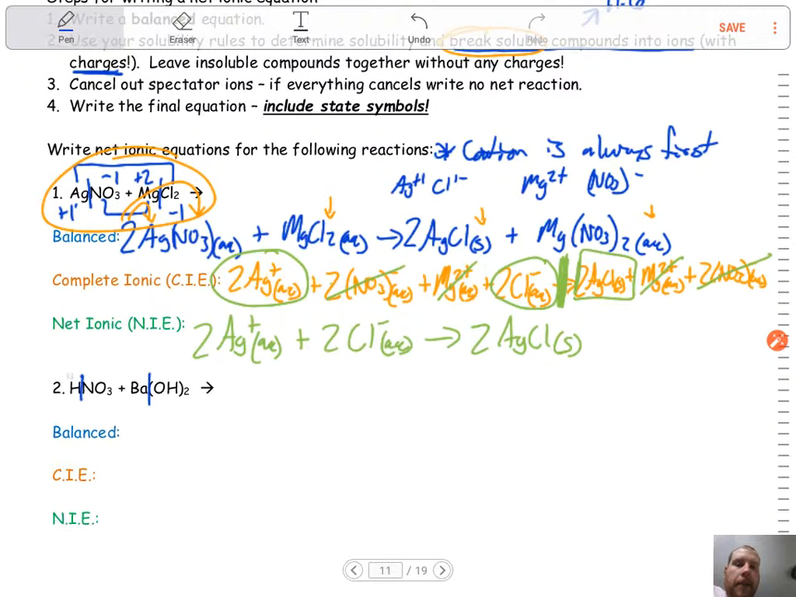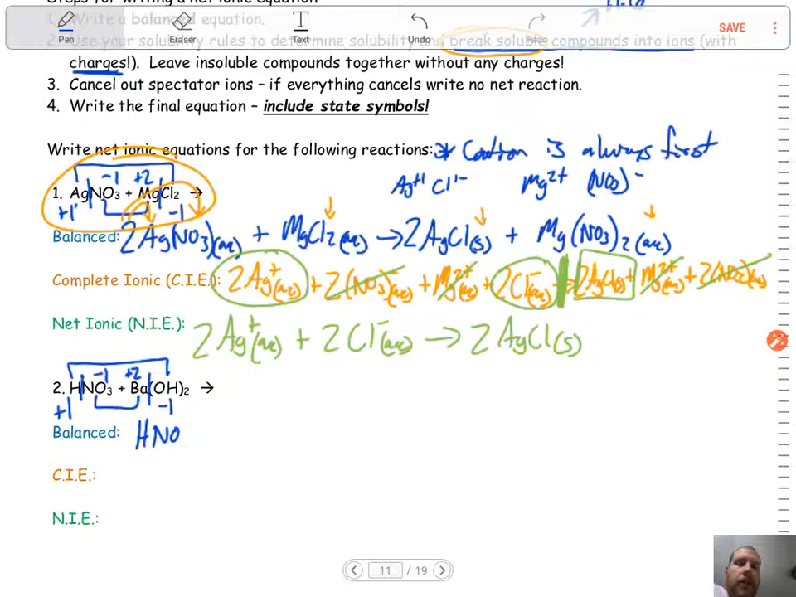Okay, that means H is going to go with OH, NO3 is going to go with barium. Find their charges, +1 for hydrogen, -1 for nitrate. Barium's a +2, hydroxide's a -1. So now I have those charges we saw from the last practice example where those charges are going to be needed, so it's good to just write them out right away. So now let's start working on our balanced equation.